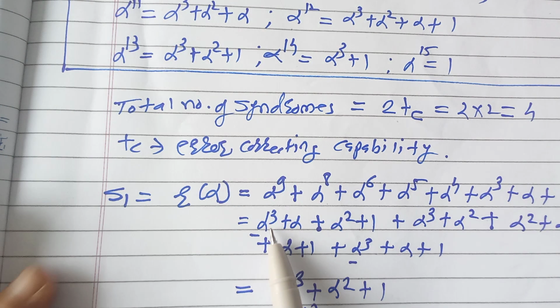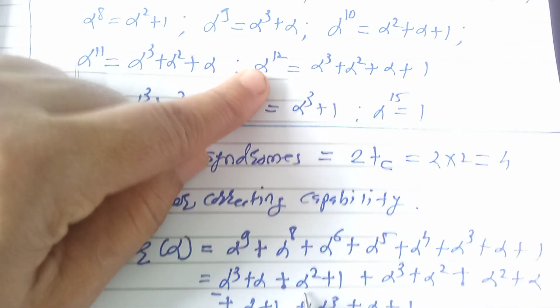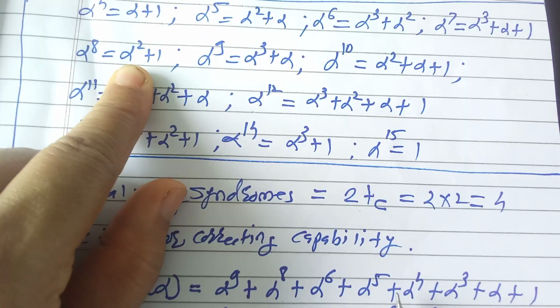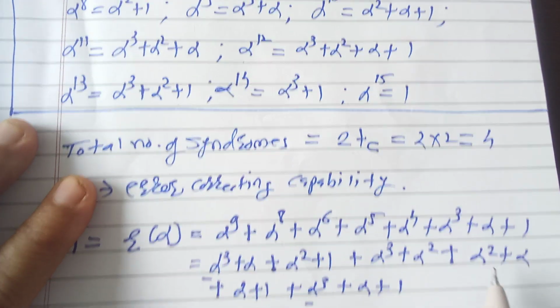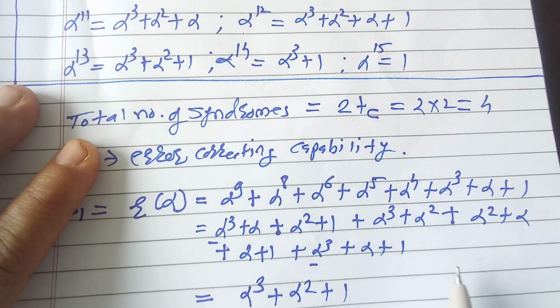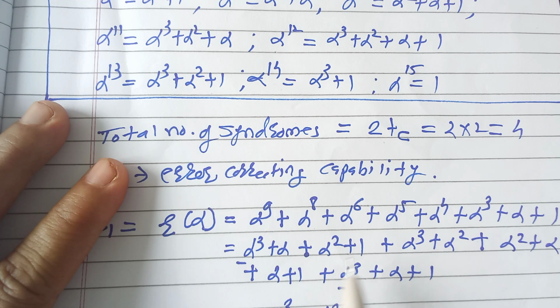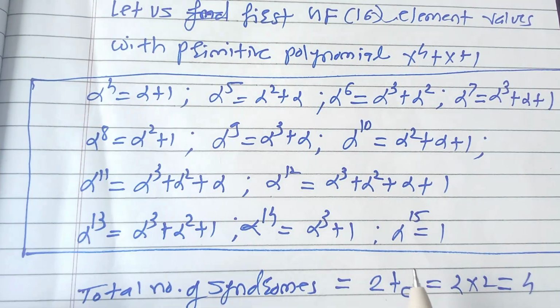Now alpha^9 is equal to alpha cube plus alpha. Alpha^8 is alpha square plus 1. Alpha^6 is alpha cube plus alpha square. Alpha^5 is alpha square plus alpha. Alpha^4 is alpha plus 1. Alpha cube is as it is, alpha plus 1. The values start from alpha^4 is equal to alpha plus 1.